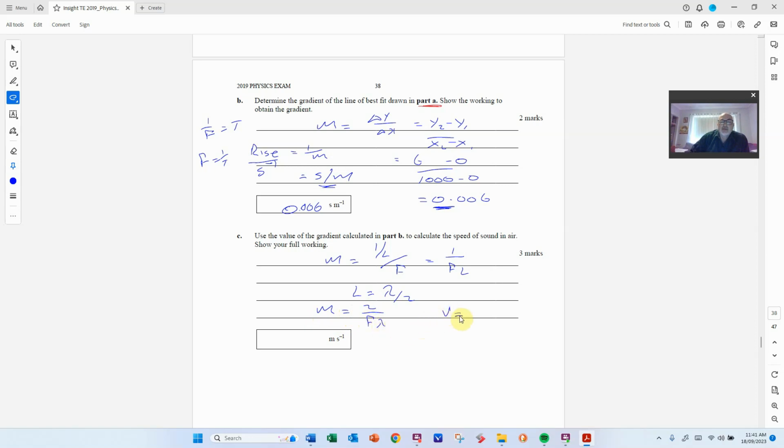Now we know that v equals f lambda, so m equals 2 over v, so v equals 2 over m, so 2 over our gradient. So therefore that's equal to 2 over 0.006, and that gives us 333 metres per second.